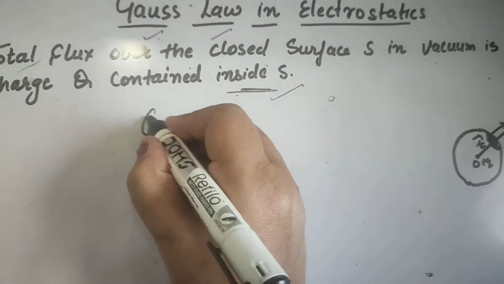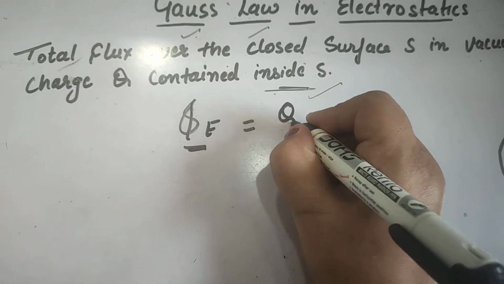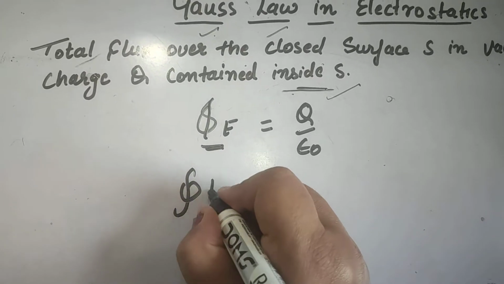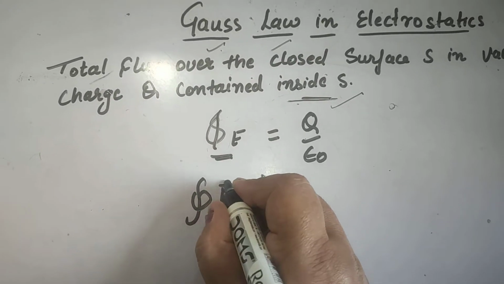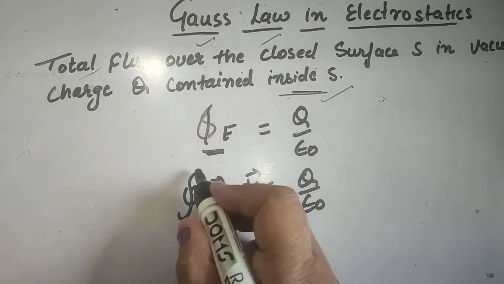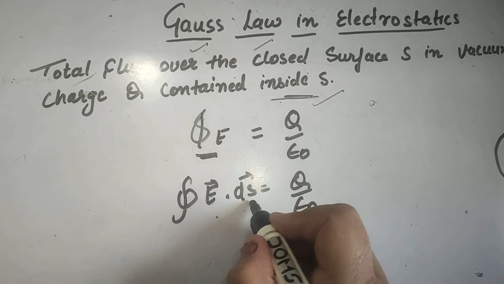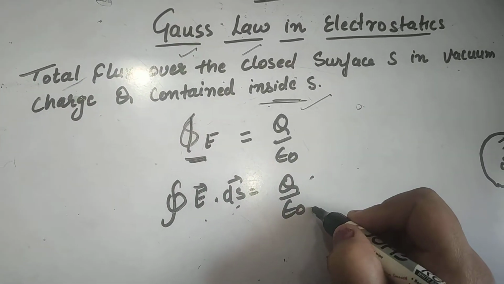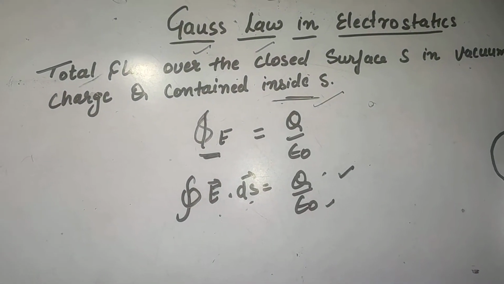It means phi E, which is the total flux, is equal to Q upon epsilon naught. Now we know that phi E is given by the closed surface integral of E dot ds, which is equal to Q upon epsilon naught. Here this integral means closed surface integral. E is the field intensity, ds is the small area element through which we are going to calculate, and Q upon epsilon naught is the total flux. This definition can be understood.